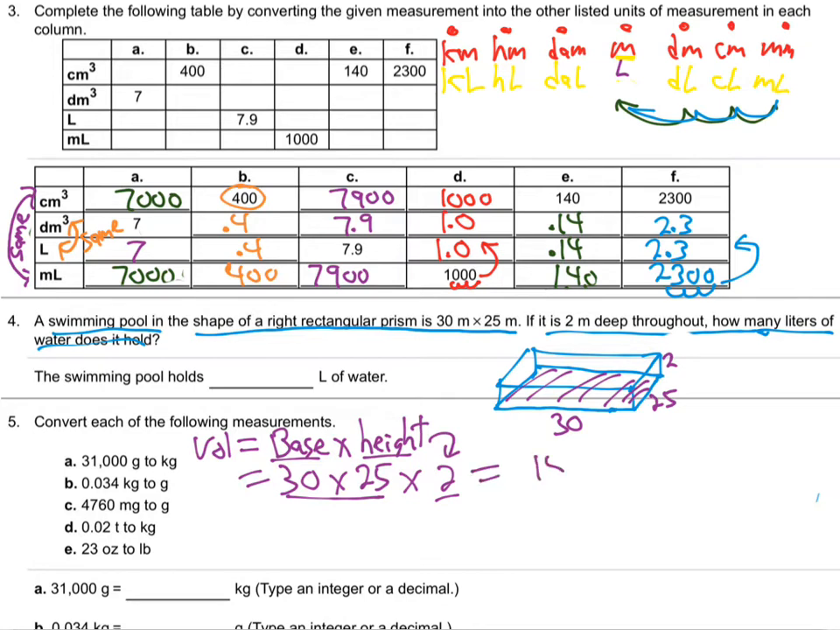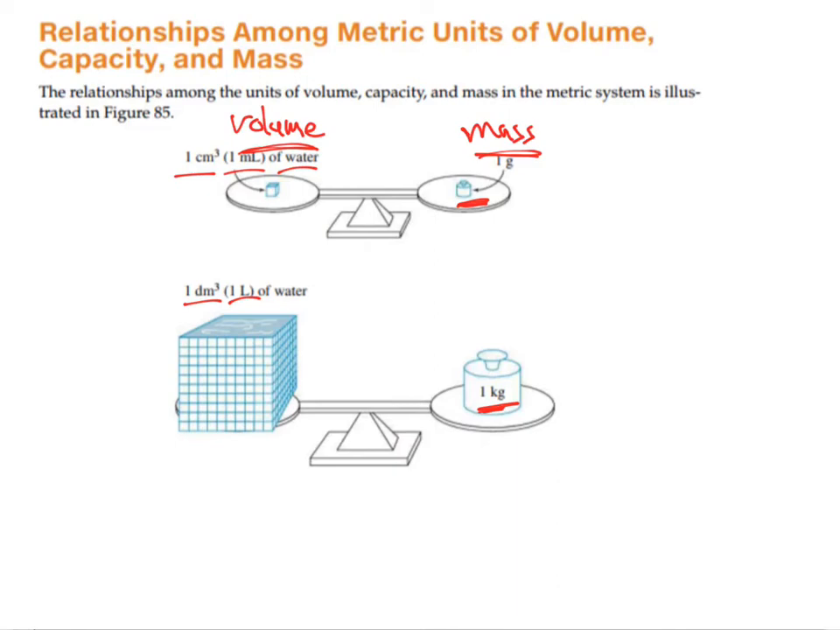So multiply those together, we're going to get 1,500 cubic meters, because that's meters by meters by meters. Now, we need to change that into liters. So how are we going to do that? Well, a couple things we can do. We can use the connection we just saw back here.